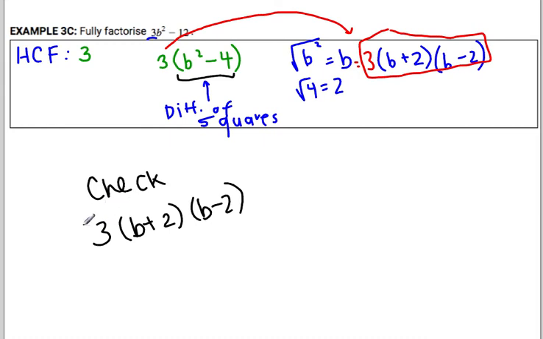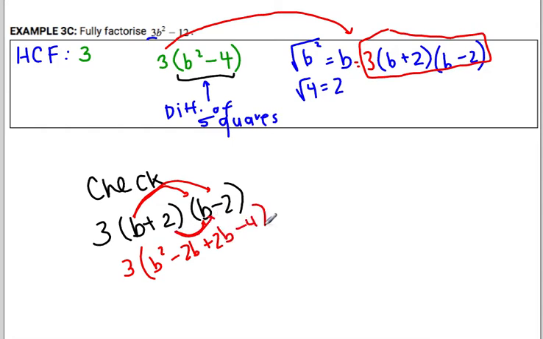I can either distribute that 3 into my first bracket first or FOIL first. I usually prefer to FOIL first, so I'm going to do that. So if I FOIL here, I'm going to keep my 3. And I'm going to have b times b, which is b squared. I'm going to have b multiplied by negative 2, which is negative 2b. 2 multiplied by b, which is positive 2b. And 2 multiplied by negative 2, which is negative 4. So my like terms in the middle are going to cancel out, as always. And I'm left with 3 onto b squared minus 4.